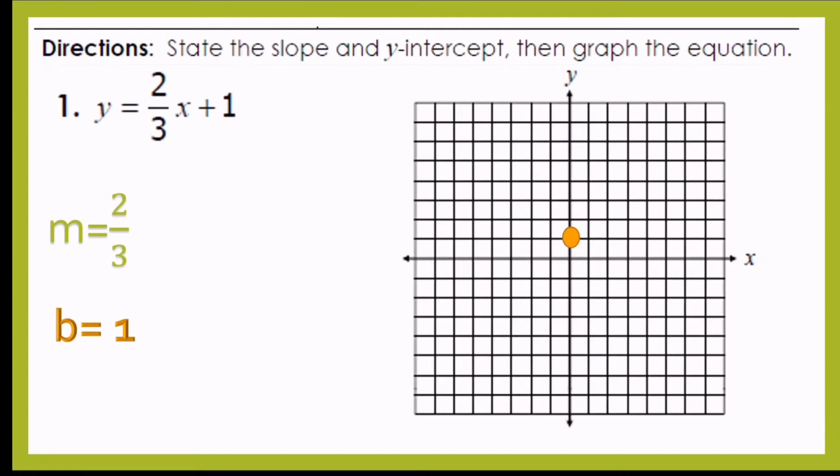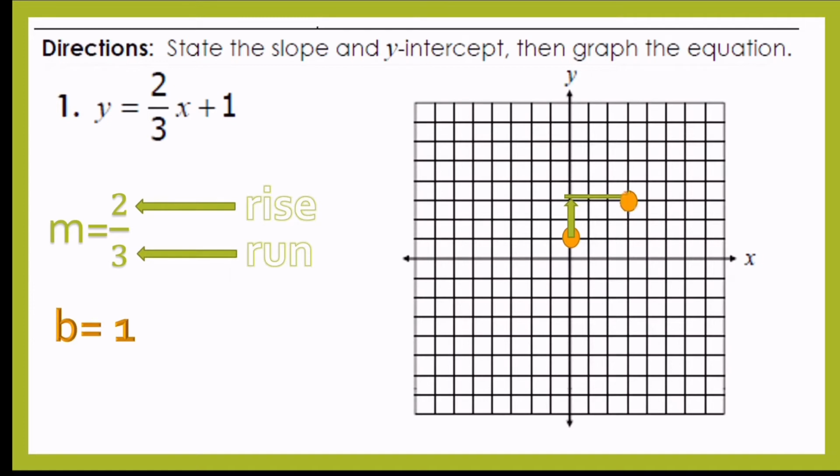I'm then going to look at my slope. Remember, my slope is the number that's being multiplied by x. So it's 2/3. That means I am going to rise 2. So I'm going to go up 2. Pause there for a second because now I need to run 3. Since my 3 is positive, I'm going to run to the right 3. And then I place a point right there.